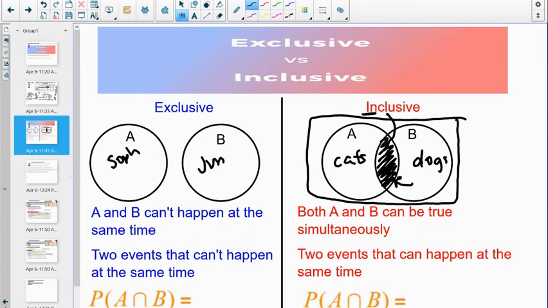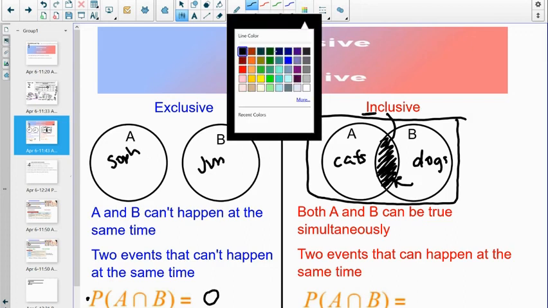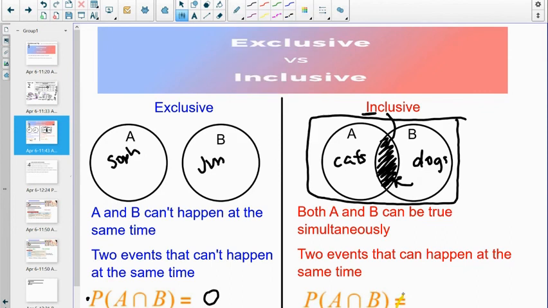So the probability of both events occurring for exclusive, A and B, this means "and" again, is 0 because they both can't occur at the same time. And the probability of A and B for inclusive cannot equal 0 because there's an overlap. If there's overlap, then there's a probability of it happening. Versus if there's no overlap, the probability is 0.